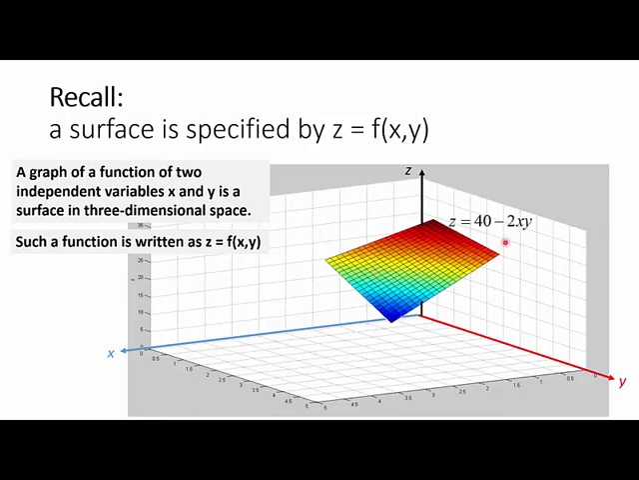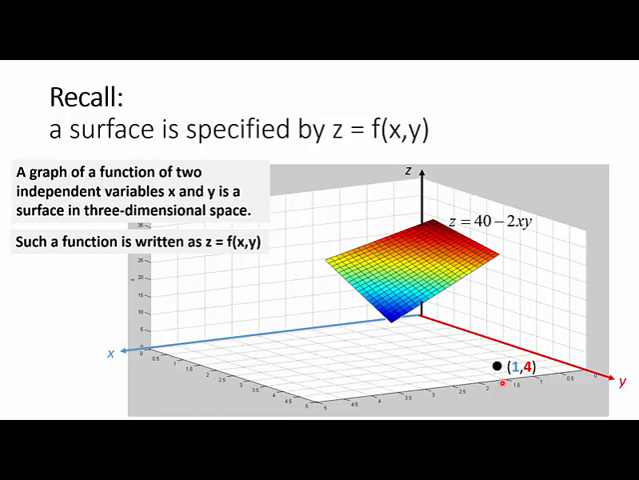Here, we have an example of such a function, z equals 40 minus 2xy. This is part of the surface representing this function. When you substitute a value of x and y into a function, you get a value of z. The value of z tells you the height of the surface above the xy plane at that point. And this is the xy plane here.